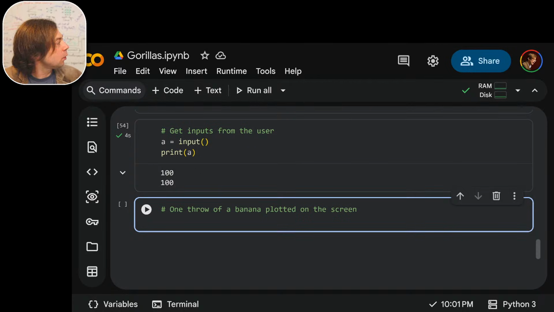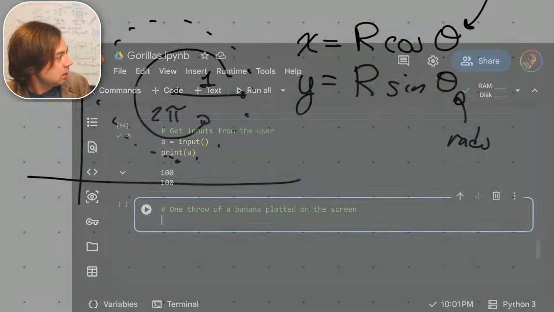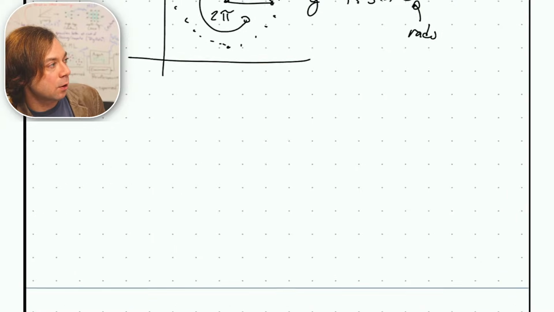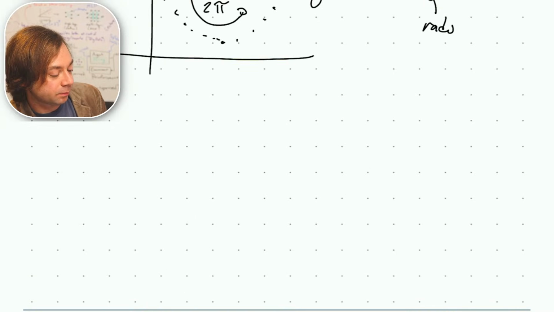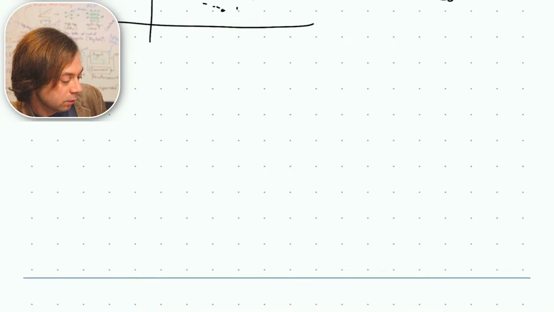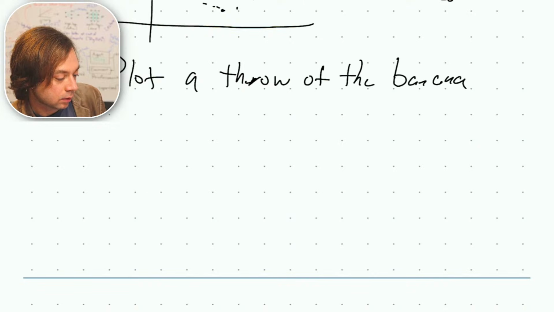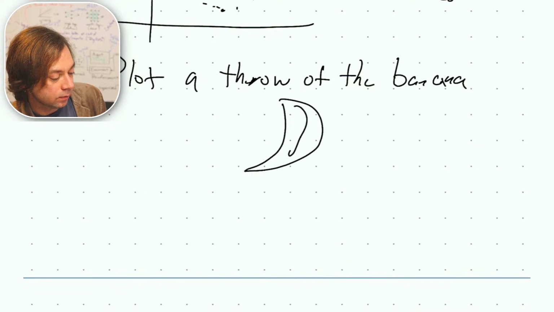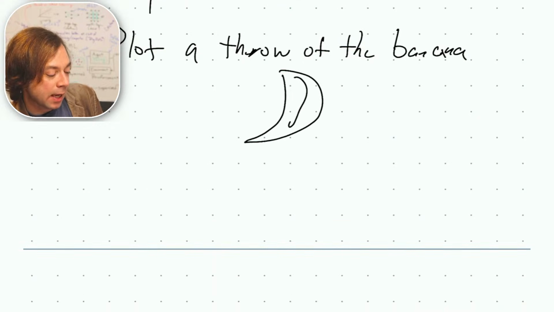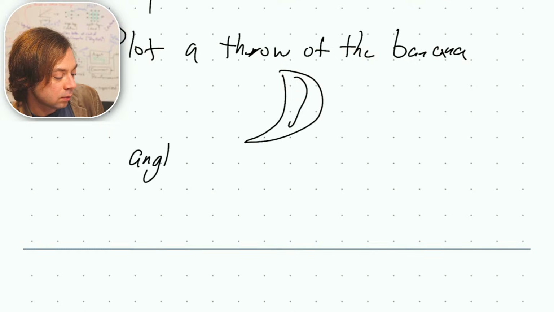So let's do one throw of the banana. Okay, what are we going to need for that? I'm going to go onto my screen again. This will be the last thing we cover today. We're going to plot a throw of the banana. So we're going to throw a banana. We're going to ask for an angle and a speed.